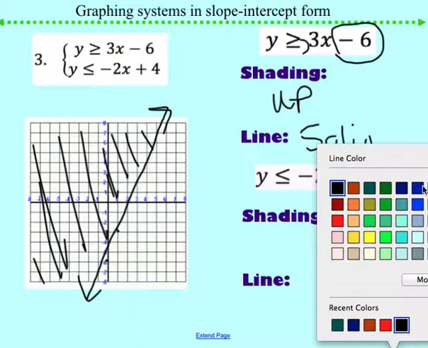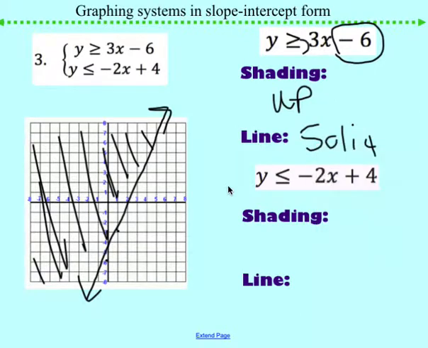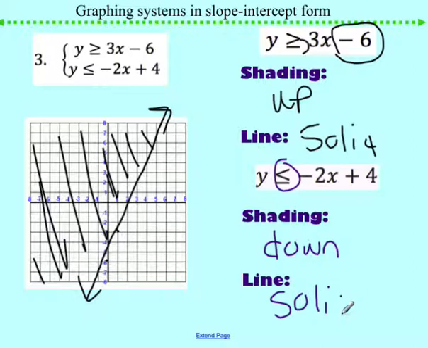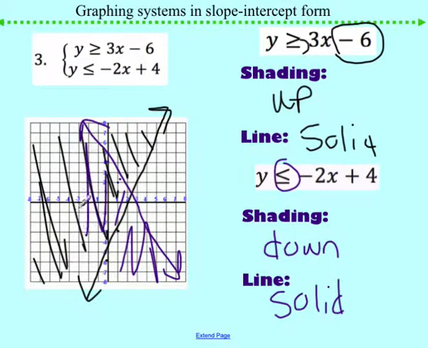Now I want to go ahead, I'm going to graph the second line in purple. So our shading, well, I noticed that the alligator is facing away from the y, so I'm going to be shading down. Then I notice that there's a line underneath it, so I'm going to have a solid line. So I'm crossing the y-axis at 4. And then I'm going down 2 and over 1, and I'm going to do a solid line through there. Then I'm going to pick a spot on that line, and I'm going to go down from it because that's where my shading is.